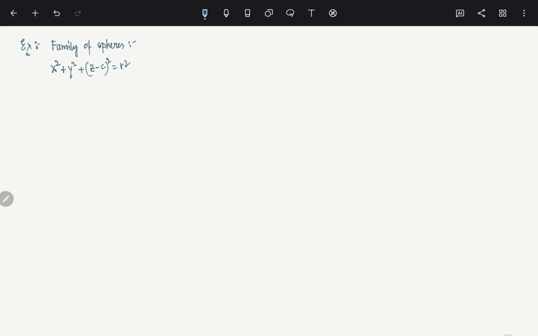Yeah, so in this case C and R are two parameters. Okay, right. So once you have this, what we need to do is find out if we can get a system of equations, first order PDE, corresponding to this family of spheres. Okay, what do we do?